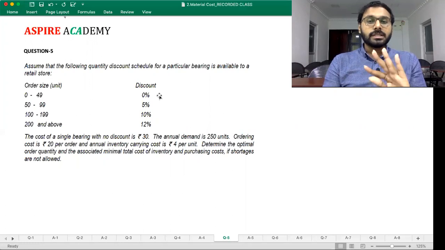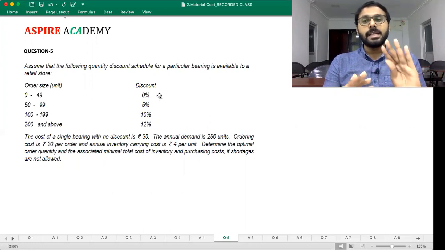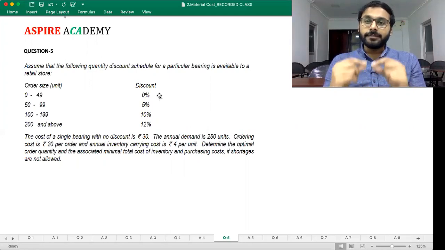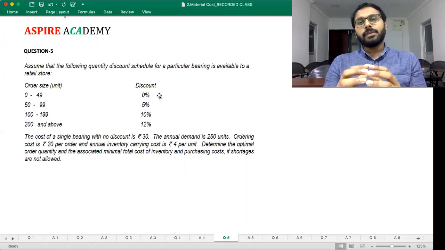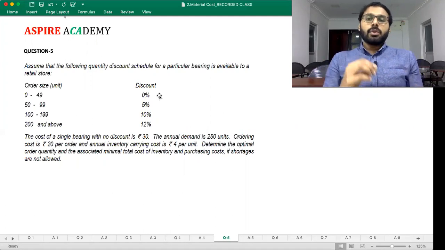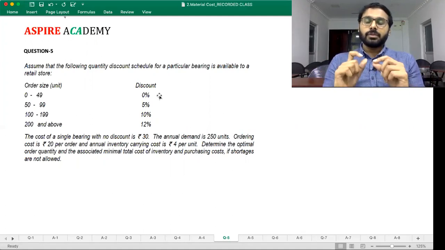Why? Because this 49 is less than the EOQ. It is not the EOQ. So that's why I say I start with the quantity of 50. 50 is going to be my EOQ quantity. So I start with the quantity of 50. So this comparison, why have I started with 50?